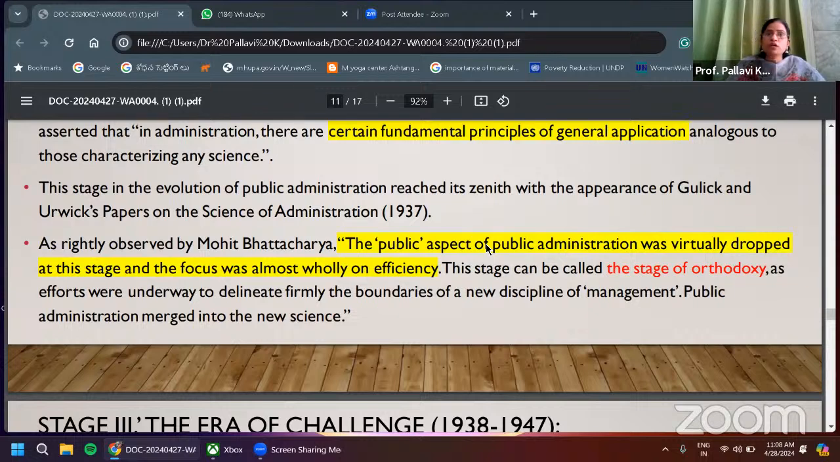It was written or discussed by Luther Gulick and Urwick. They have written on the science of administration in the year 1937. So these are the few important years and works of different thinkers. They have published their own publications. You need to remember them.